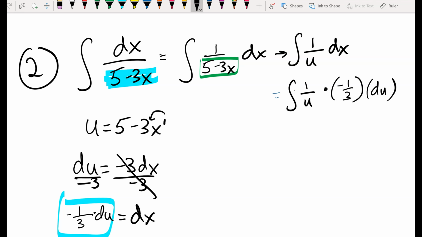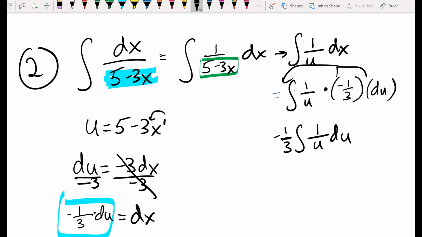But right now this is a little chunky to look at. For a constant, I could just pull it out, same thing as my derivative rules, and write it on the outside. And now I can take the antiderivative here.